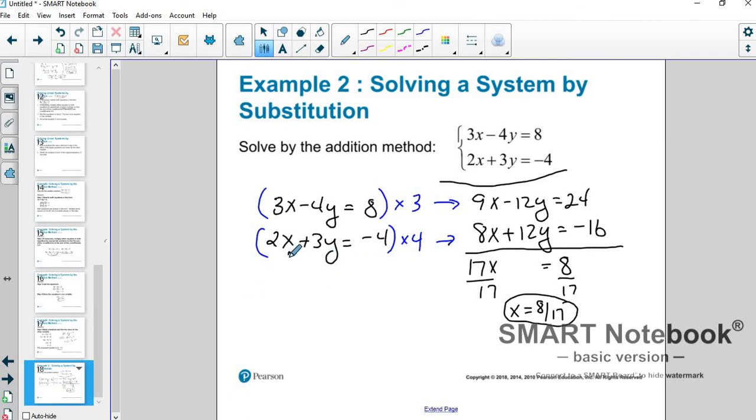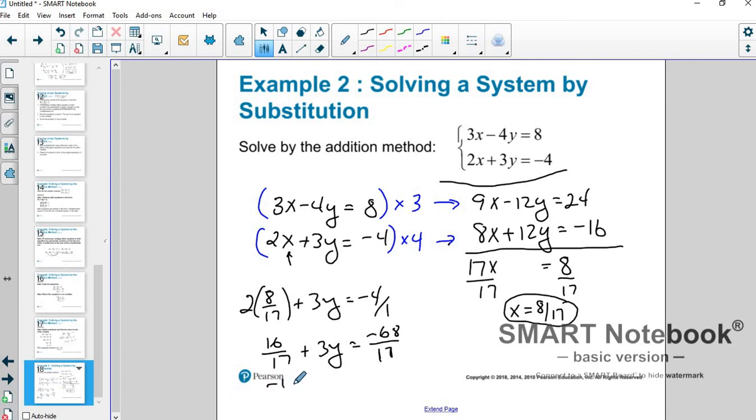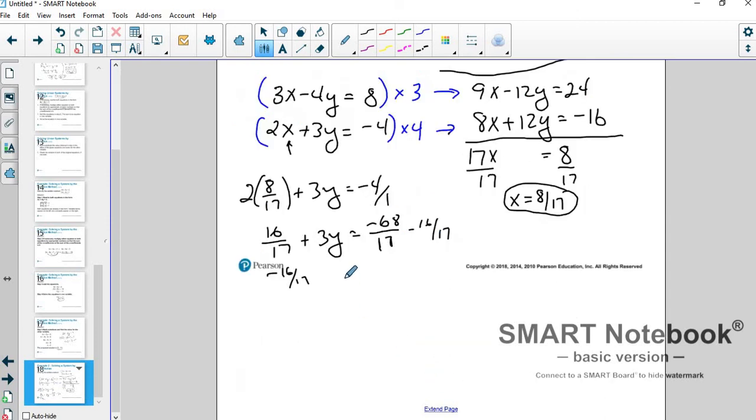So now I go back and plug in. Let's plug in here for x. I get 2 times 8 over 17 plus 3 times y equals negative 4. 2 times 8 is 16 over 17. Since I'm going to have to be adding fractions, I need lowest common denominator. The lowest common denominator is 17. 17 times negative 4 is negative 68. Subtract 16/17 from both sides. And I get 3y equals negative 84 over 17.